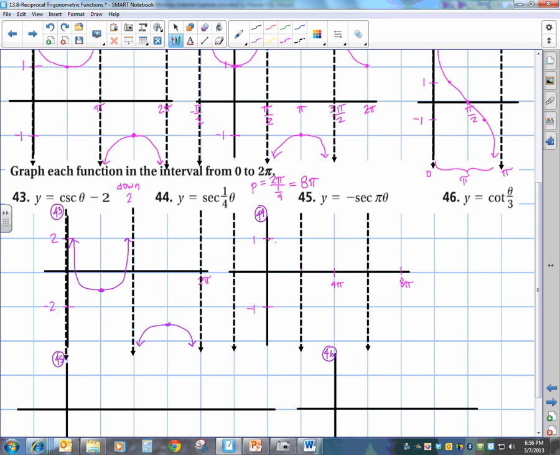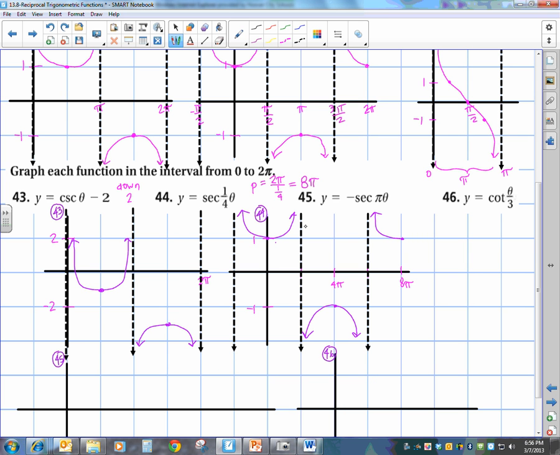So at 1, the reciprocal of 1 is 1, so that's my key point to let me know that I'm going to sketch it like this. Got my 1, got my negative 1, and we're good to go.